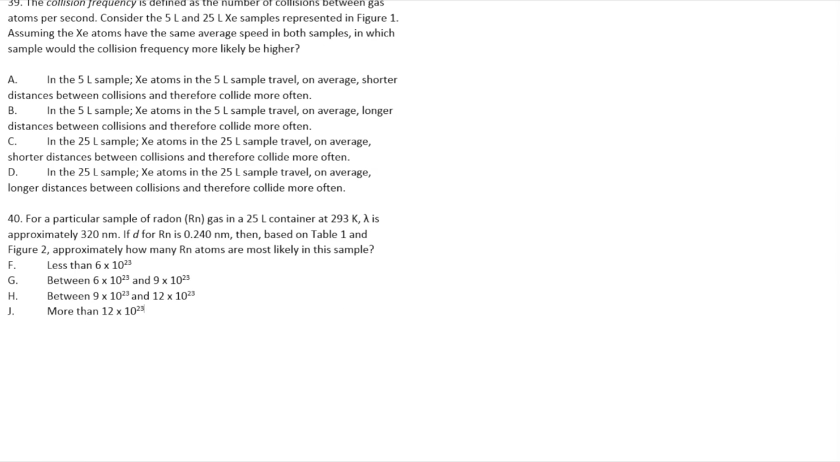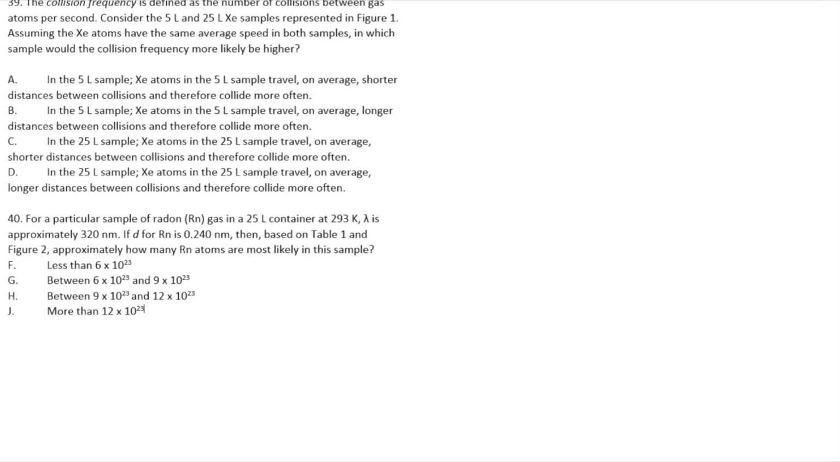Our last question, question 40, says, for a particular sample of radon gas in a 25 liter container at 293 Kelvin, lambda is approximately 320 nanometers. If D for radon is 0.240 nanometers, then, based on Table 1 and Figure 2, approximately how many radon atoms are most likely in this sample?